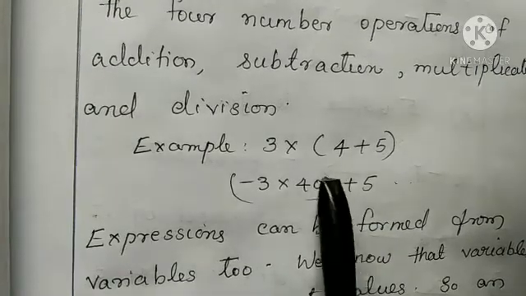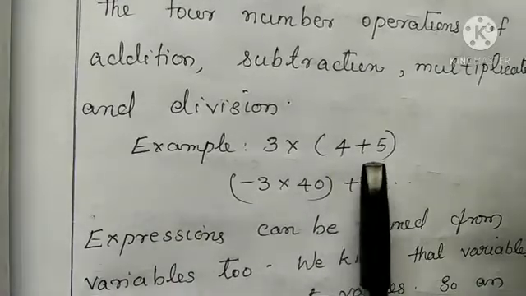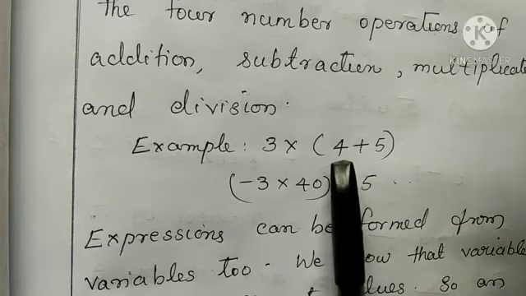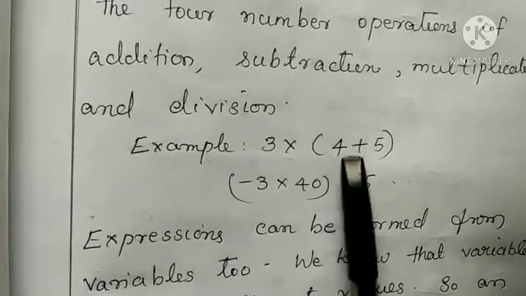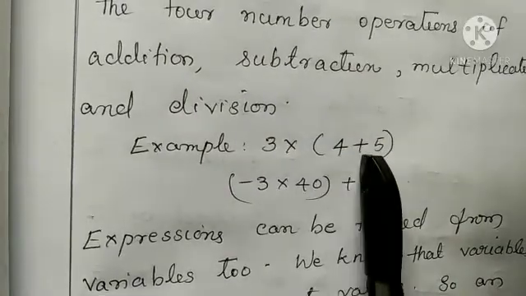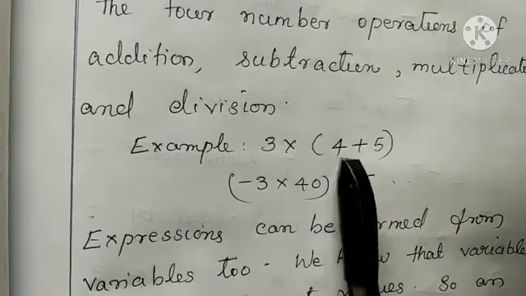In expressions with numbers only, we can evaluate the expression. Evaluate means we can find the value of that expression. That is evaluating, finding or calculating the value. For example, 3 into 4 plus 5 means 3 into 9, which is 27. That is the answer.